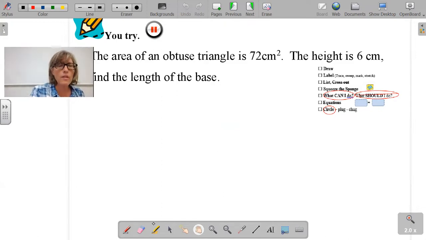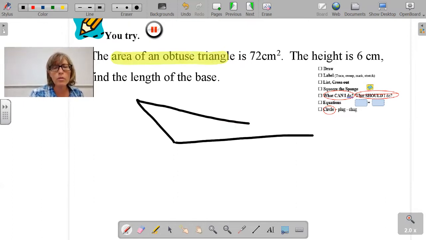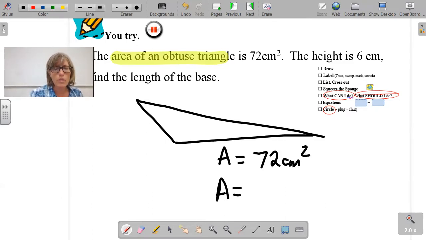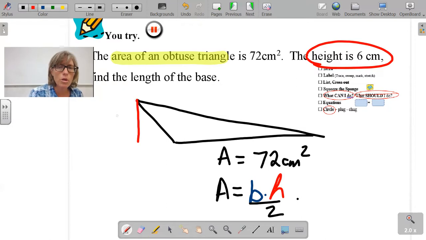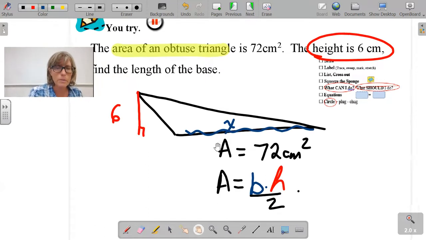Welcome back. Let's see what we have here. The area of an obtuse triangle. So we're going to draw ourselves an obtuse triangle. And the area is 72 centimeters squared. Area equals base times height over 2. It says right here the height is 6 centimeters, so that's 6 height outside. Find the length of the base. There's your unknown. We'll call it x.